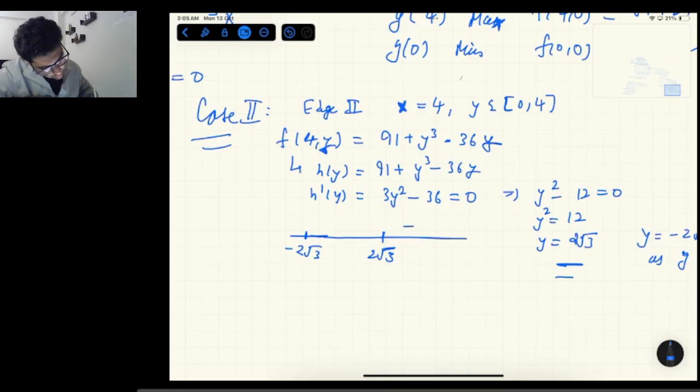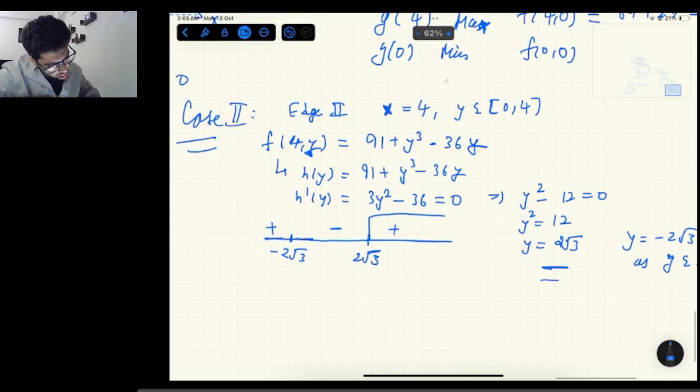So positive, negative, positive. Now you can put in points and check if the first derivative is coming out to be positive or negative. But yeah, so at all points greater than 2 root 3 I have an increasing function. At all points lying between minus 2 root 3 and 2 root 3 I have a decreasing function, but minus 2 root 3 is rejected.